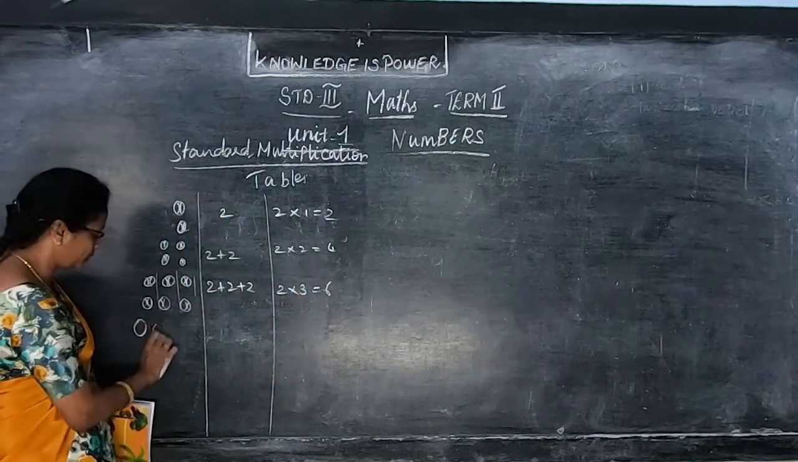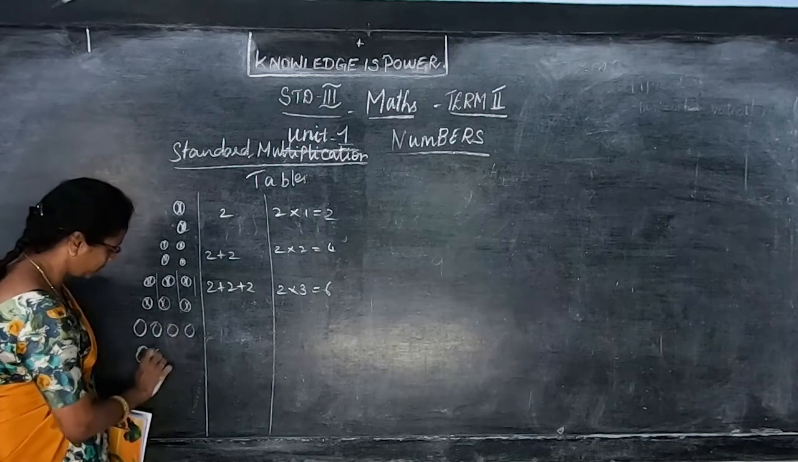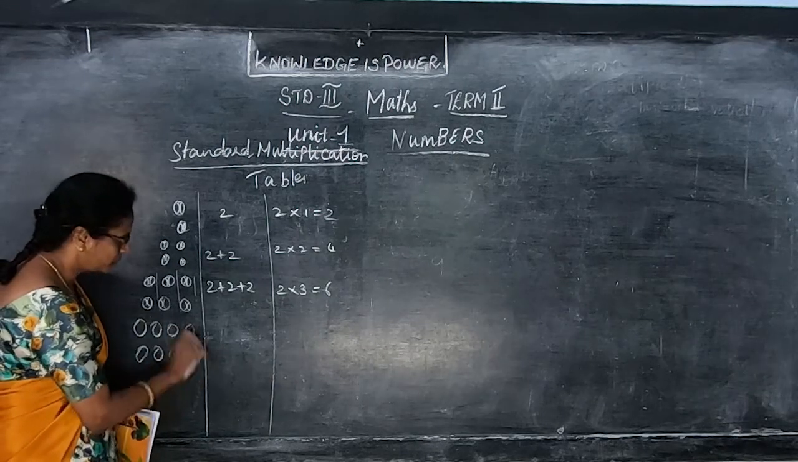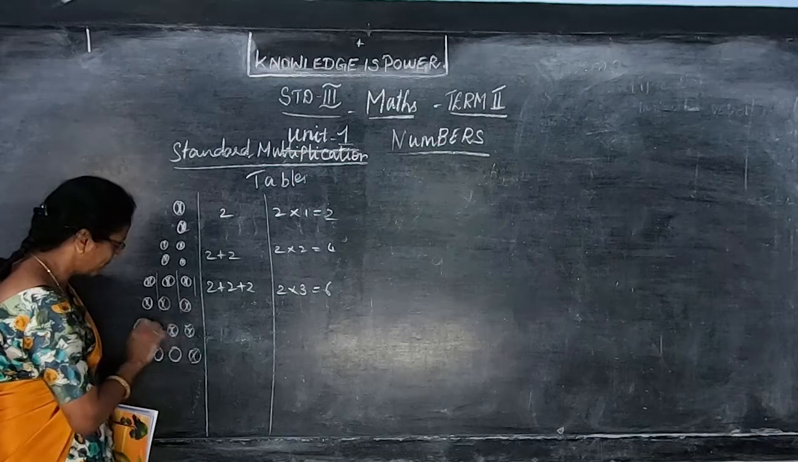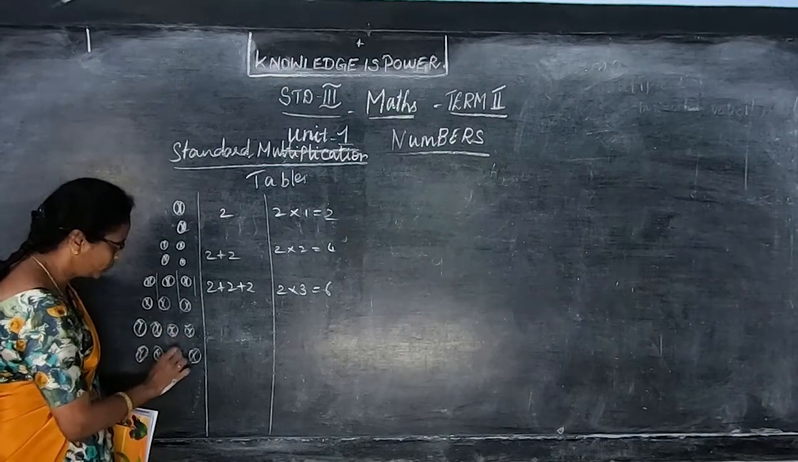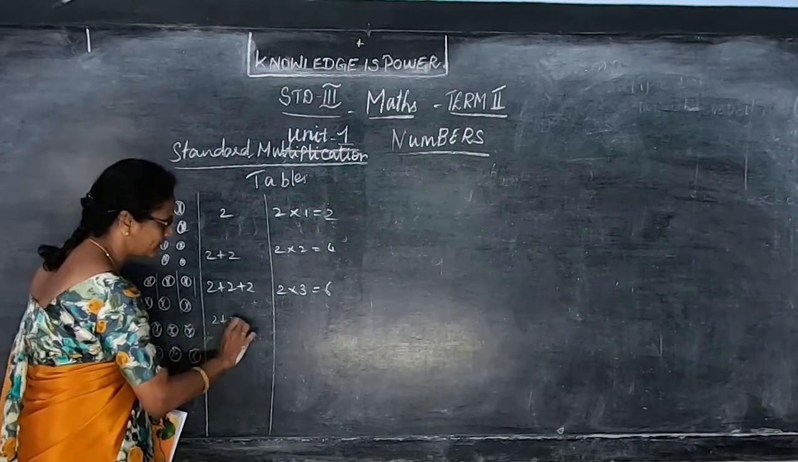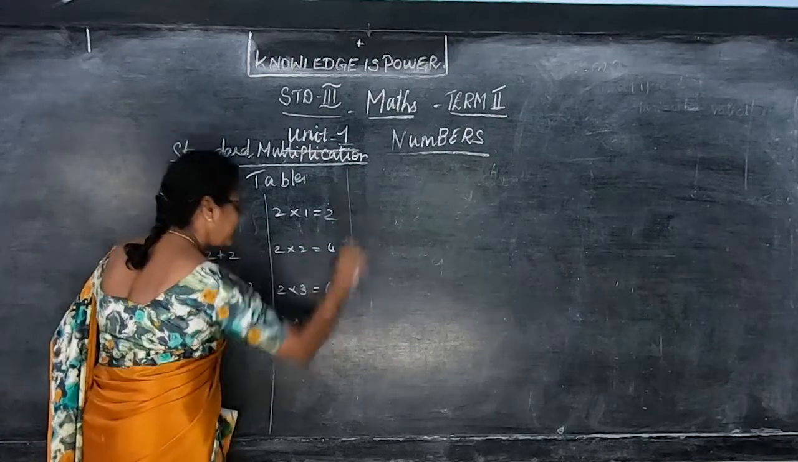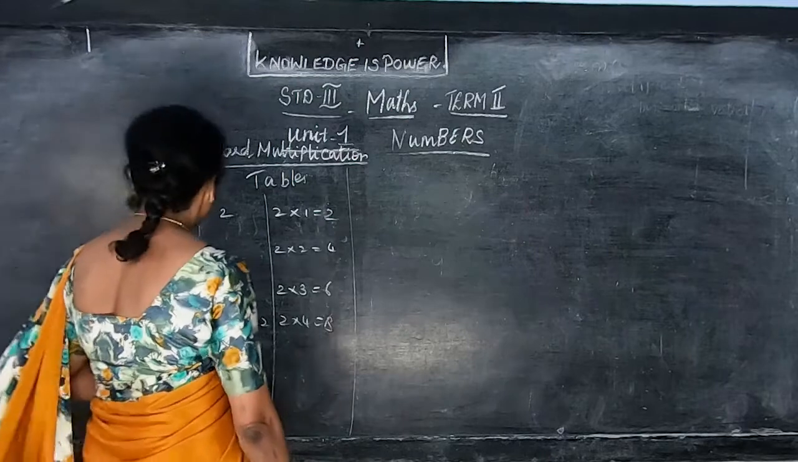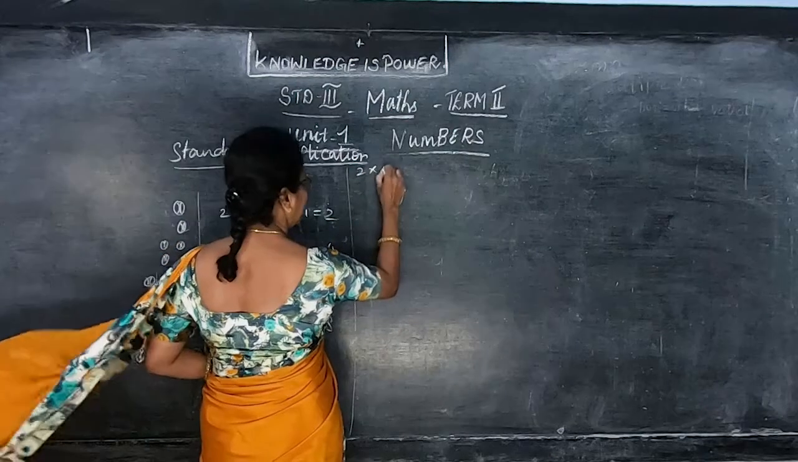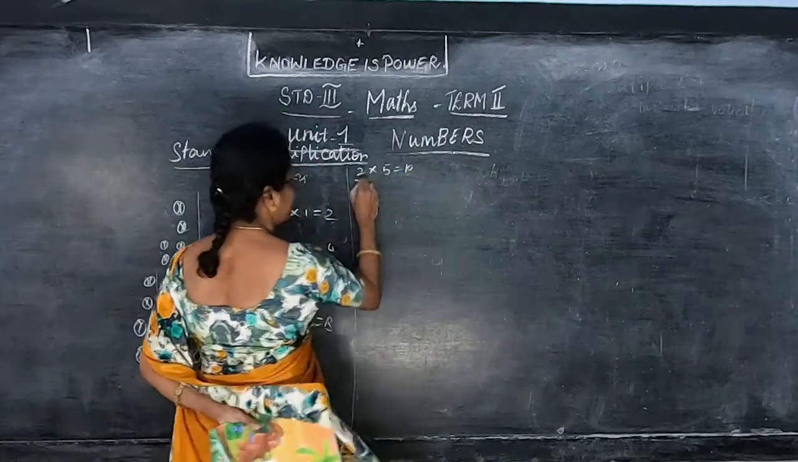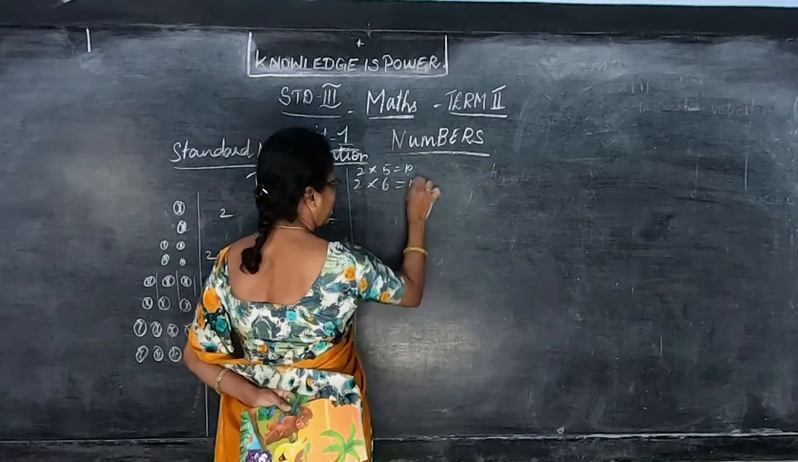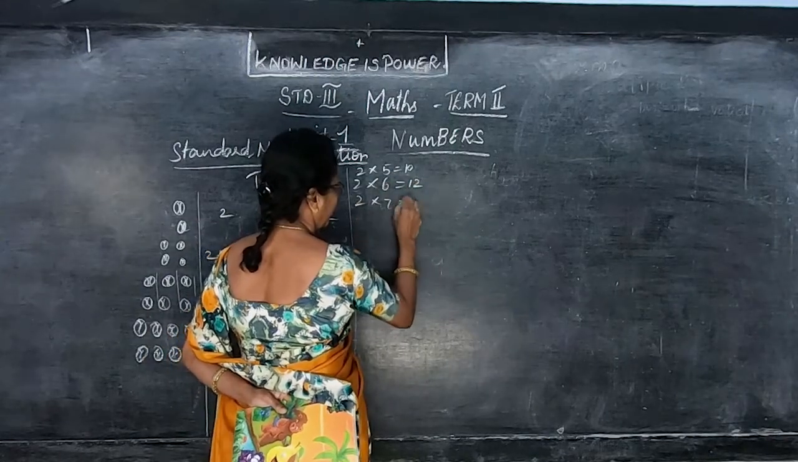Like that 1, 2, 3, 4. So how many balls are there? 2 times 4. That is equal to 2 4s are 8. 2 plus 2 plus 2 plus 2. 2 4s are 8. Like that the tables will be going on. So after that 2 5s are 10. 2 6s are 12. 2 7s are 14.